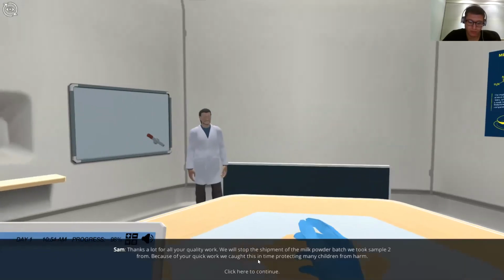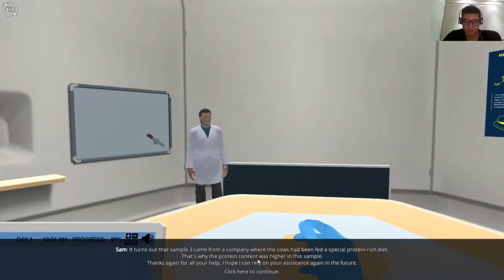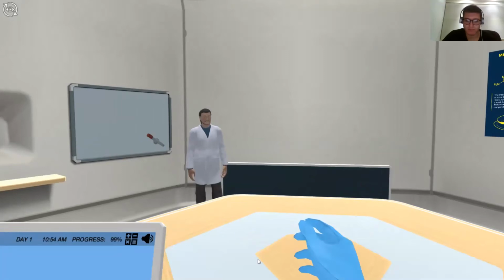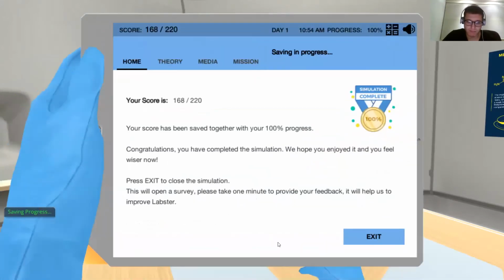Thanks a lot for all your quality work. It turns out that sample 3 came from a company where your score has been saved together with your 100% progress. Congratulations, you have completed the simulation. We hope you enjoyed it and you feel wiser now. Press exit to close the simulation.